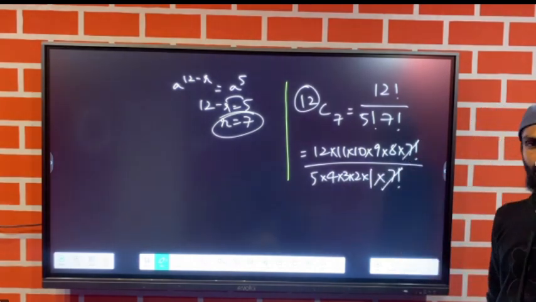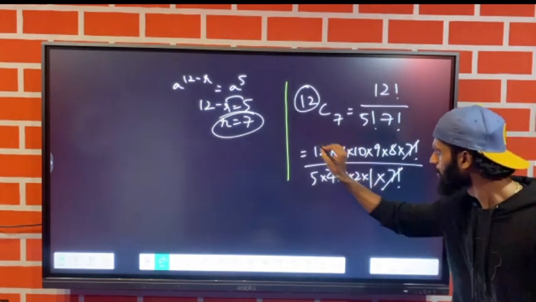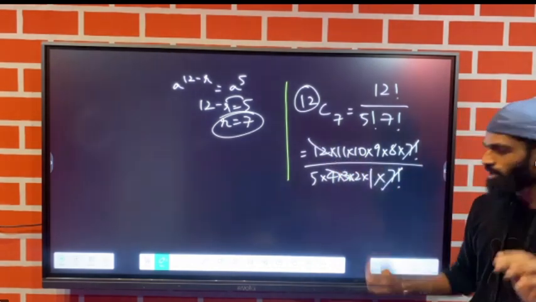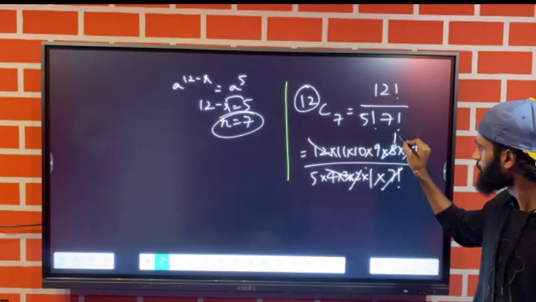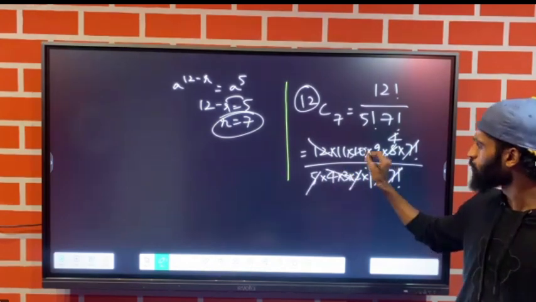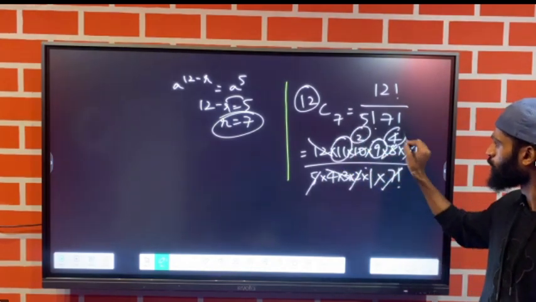The 7 factorial gets cancelled. Now careful. 4 times 3 is 12. Don't be kids. Cancel off completely. 2 and 4. 5 times 2. So 11 into 2 into 9 into 4.